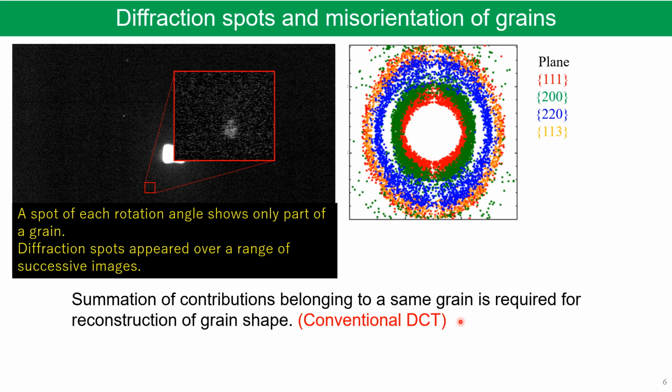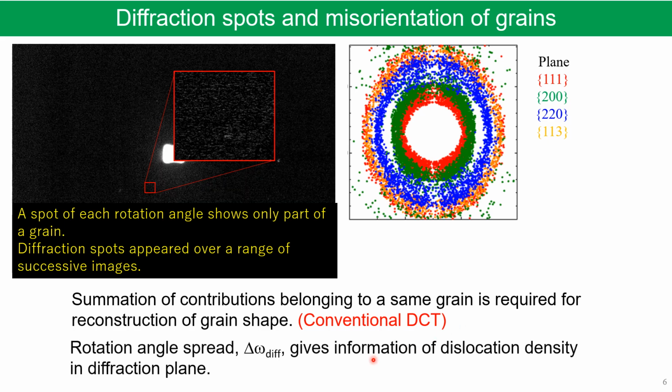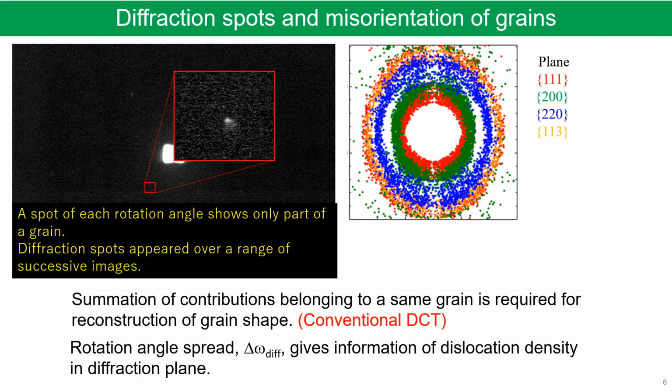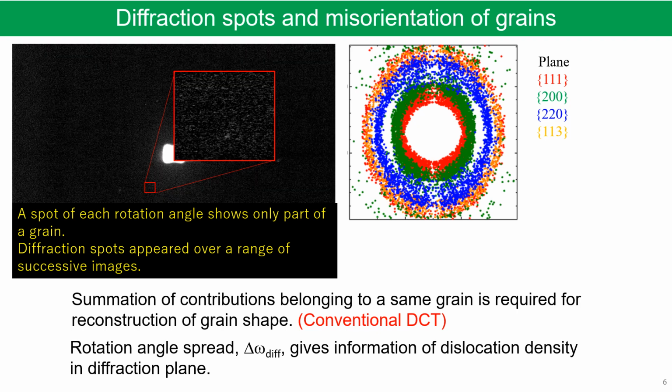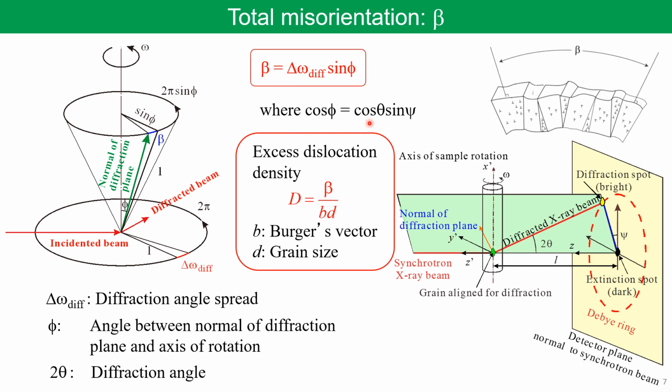This is the conventional DCT proposed by French group. Our new idea is to use the rotation angle spread. It gives information of dislocation density in each diffraction plane. You can calculate misorientation of a grain from the spread of diffraction angle using this equation. Then, you can estimate the excess dislocation density from this equation.